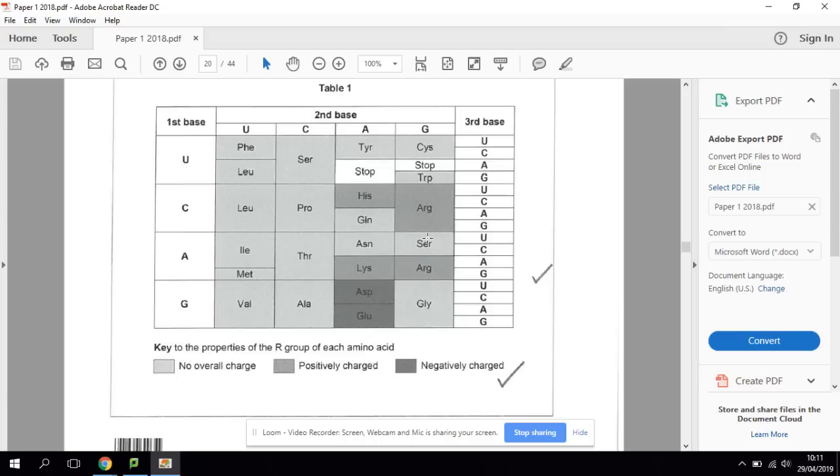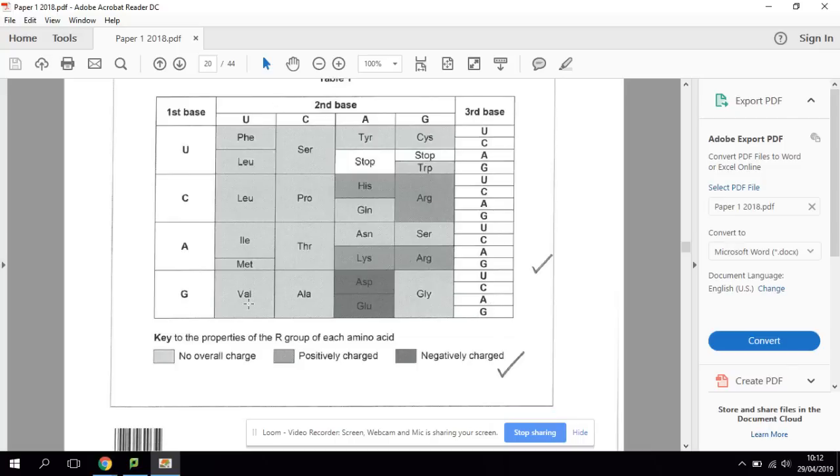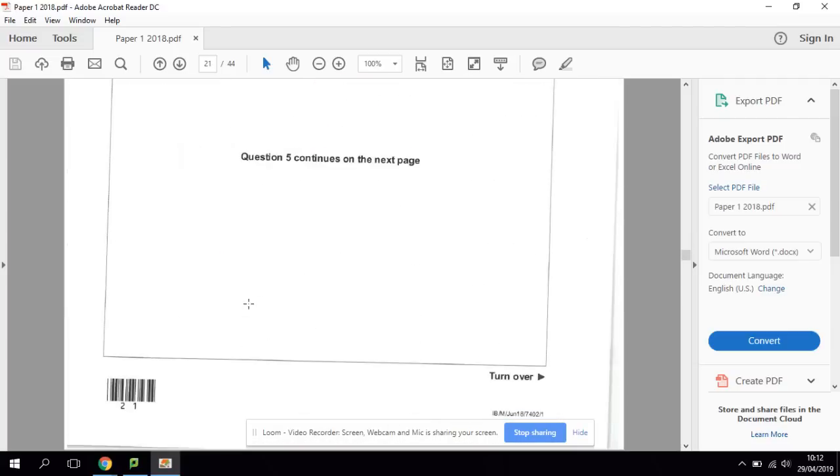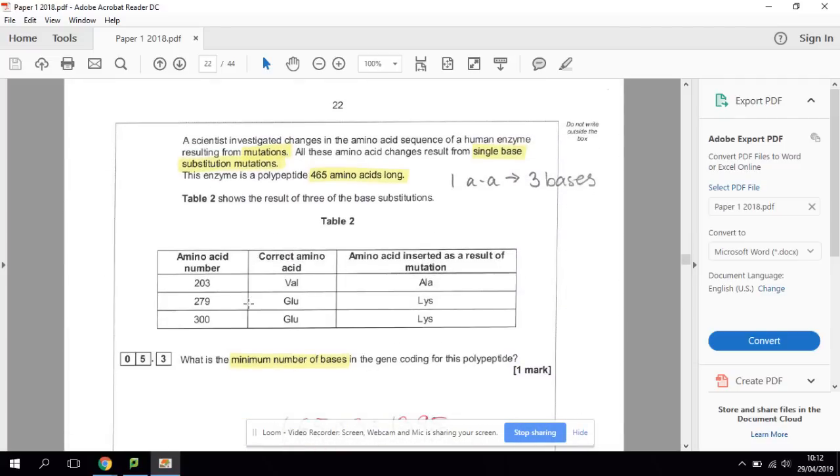So let's have a look, where is this coming from? Where we've got val is here. So how do you use the table? G, U, U. It's the first codon. Then we've got G, U, C, another codon. G, U, A, another codon coding for val, and GUG. So all of those are coding for val. So straightforward, make sure you know how to use the codon table. And the questions here: scientists investigated changes in the amino acid sequence of a human enzyme resulting from mutations, and all these amino acid changes result from single base substitution mutation.